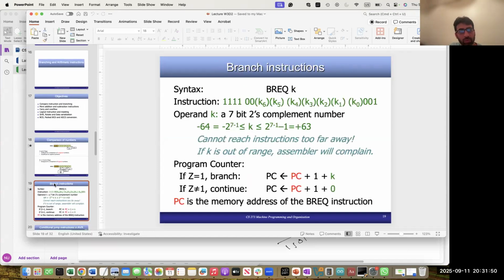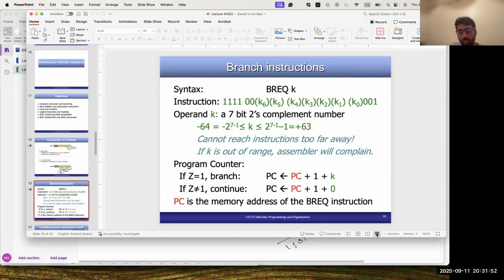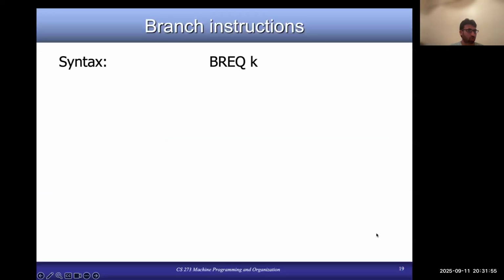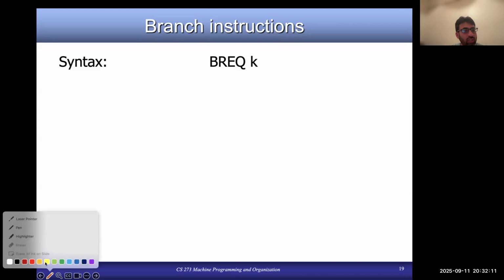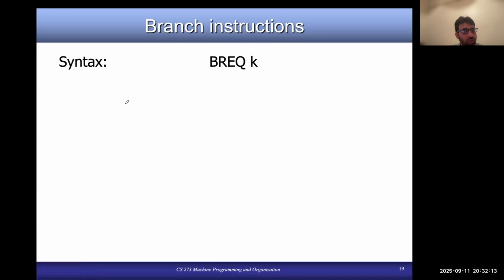So we have a couple of minutes. Let me cover this slide. Branch instruction. The branch instruction is used for comparing unsigned numbers, which means that it will be looking at the carry flag. So what is the syntax? You simply put the name of the instruction, and after that the address to which you want to branch if your condition is true.